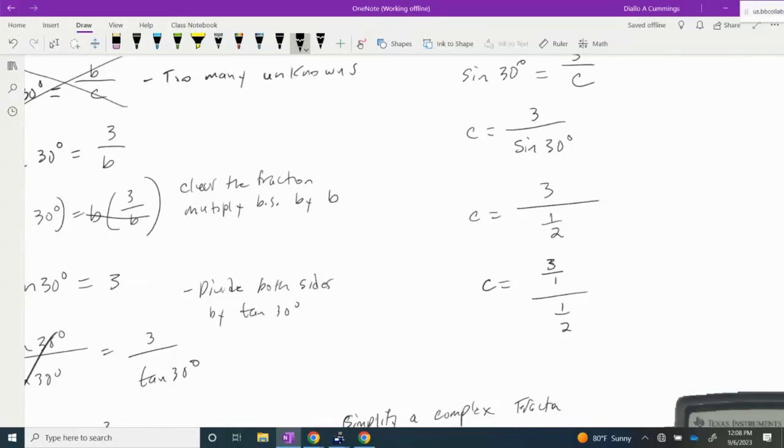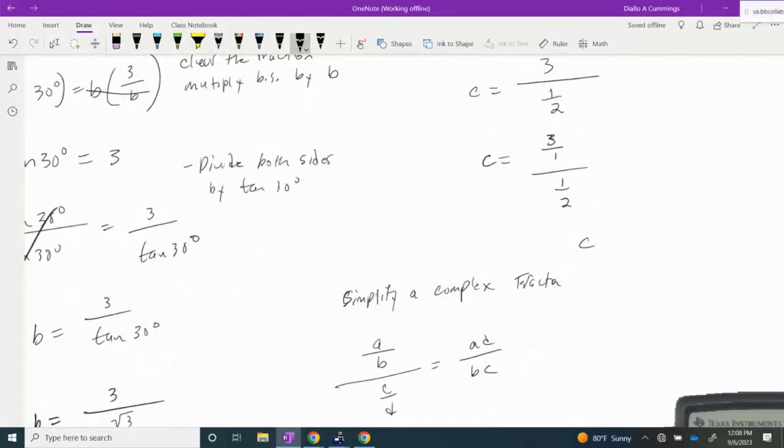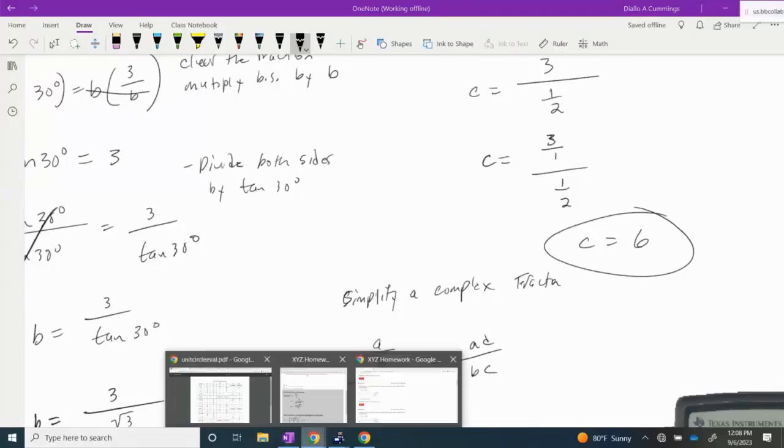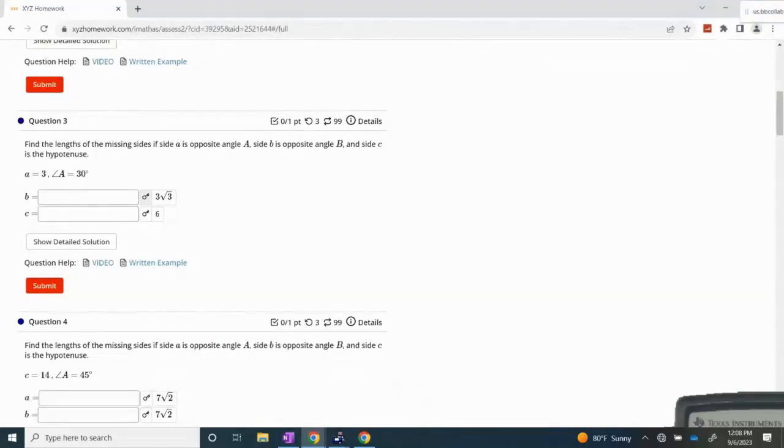Divided by, and then my denominator is a fraction. So I'm going to multiply the very top and the very bottom. So 3 times 2 is 6. I'm going to multiply the top of the bottom and the bottom of the top. So C should equal 6. So B is equal to 3 square root of 3, and C is equal to 6.